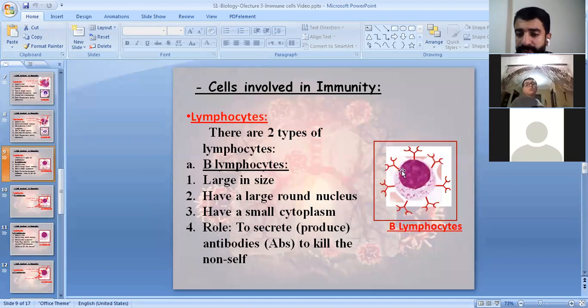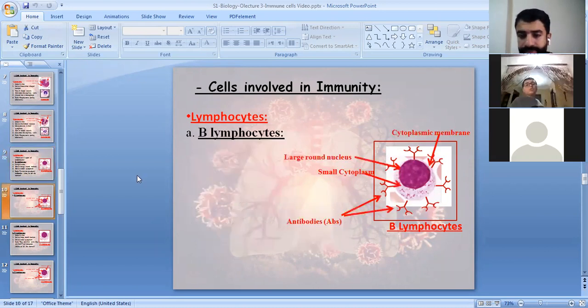This is the figure of the B lymphocyte. Here we have the antibodies, the Y-shaped structures that are found on the surface or the membrane of the B lymphocyte, which has a large round nucleus and small cytoplasm. This is the figure and labeled one. So whenever you have to draw a figure, you have to draw it using a pencil. You have to give it a title and give it a label, okay?